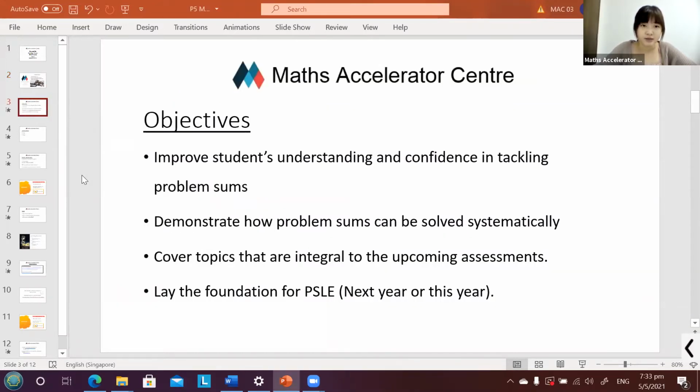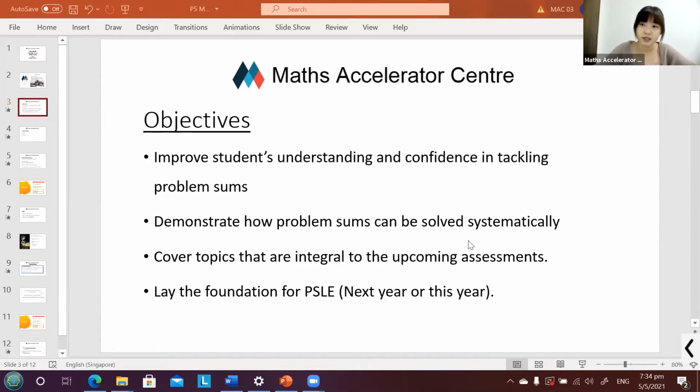So what are the objectives of these lessons? It is to improve the students' understanding and confidence in tackling problem sums. So no need to fear the problem sums. It's actually very manageable as long as you have some guidance. It will demonstrate how they are solved systematically. As I mentioned, there are a few steps to solving them. As long as you know how to start off solving the question using the strategy we teach you, you'll be able to improve a lot.